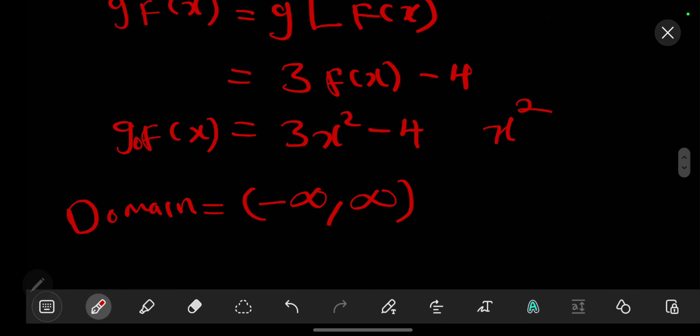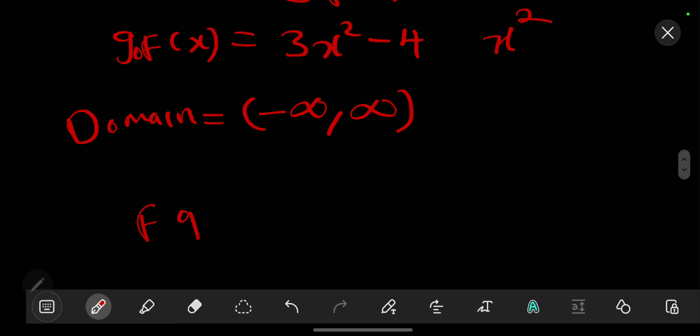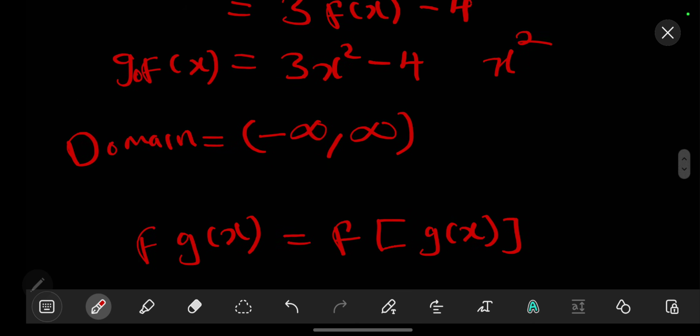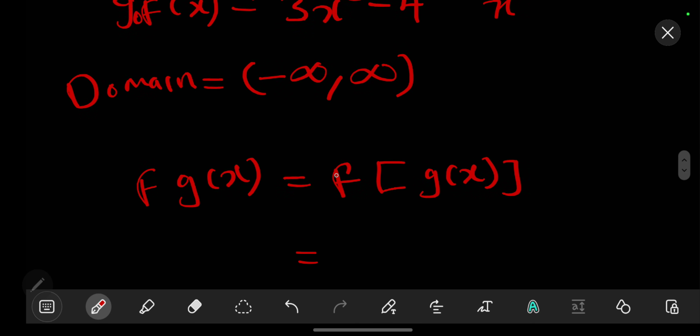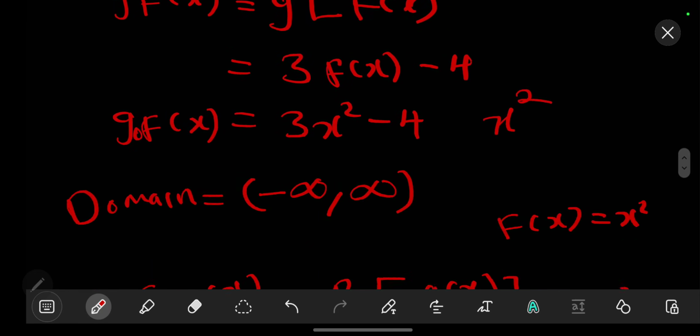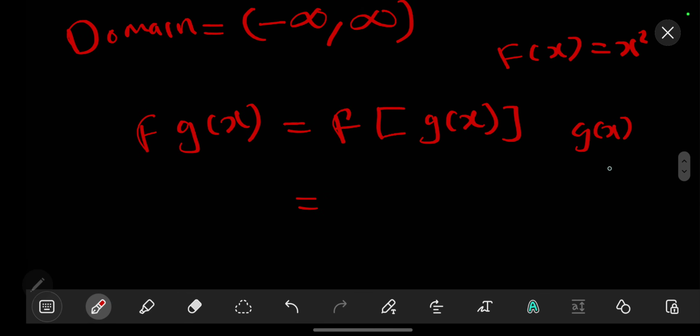Let's try our fg of x. We know that this means write the function of f, where there is x in the function of f, write g of x. Now we know that our f of x is equal to x squared, and our g of x we are told is equal to 3x minus 4.